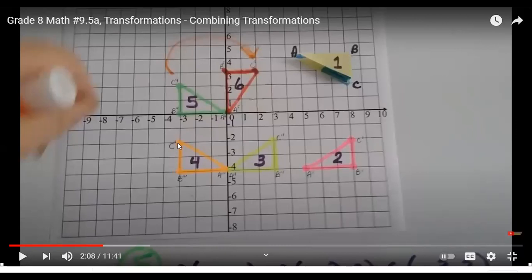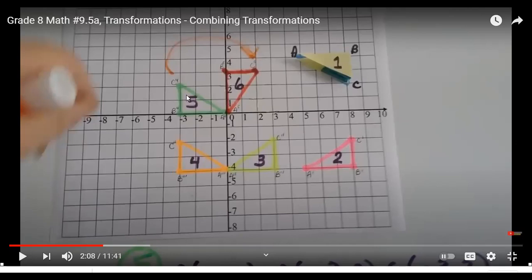Okay. We will work with letter C. Look at letter C. To reach C double prime or C4. 0, 1, 2, 3, 4. Right? Look at A. 0, 1, 2, 3, 4. Right? Then what happened from triangle 4 to triangle 5? 4 up. Yes.